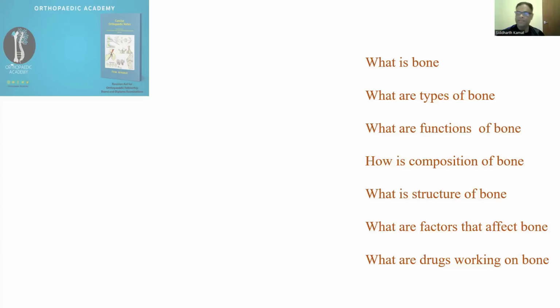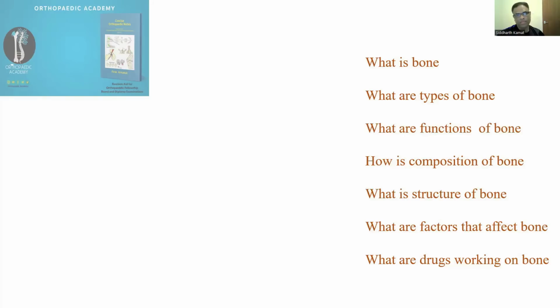Each one has its examples, like femur is a long bone, metacarpal is a short bone, scapula is a flat bone, whereas vertebrae is irregular bone.